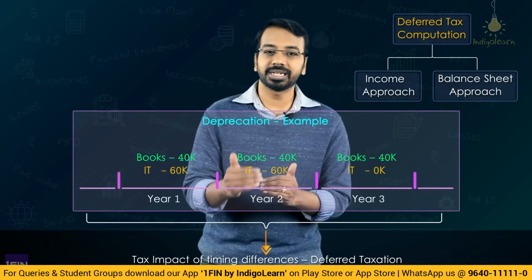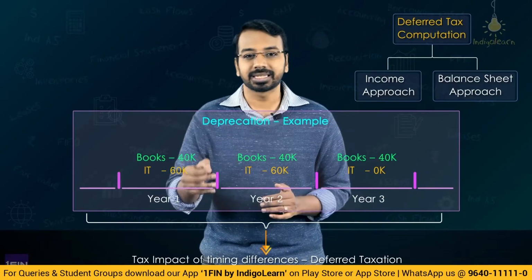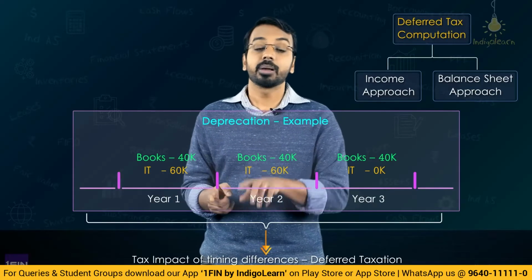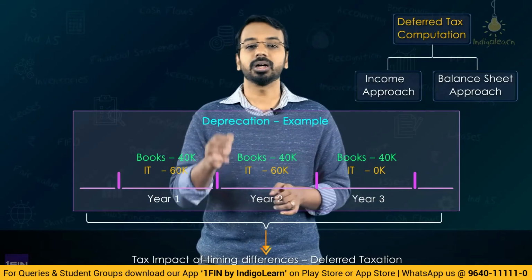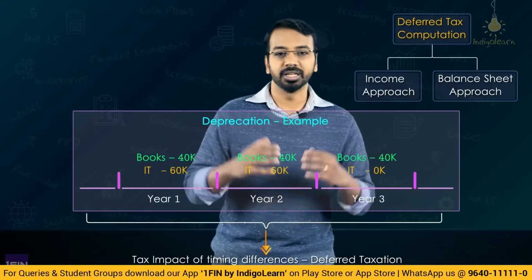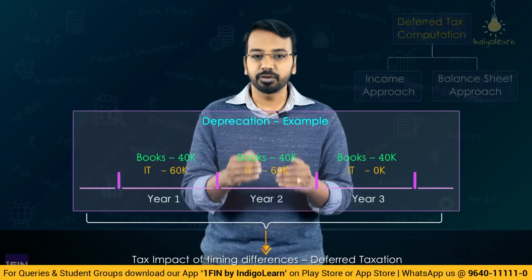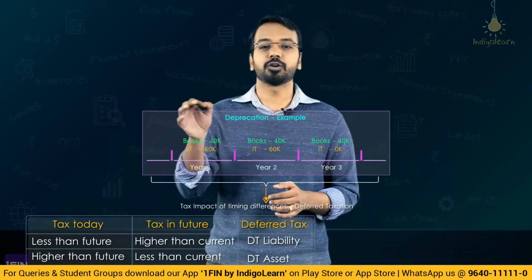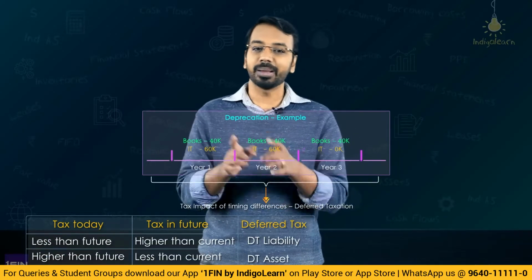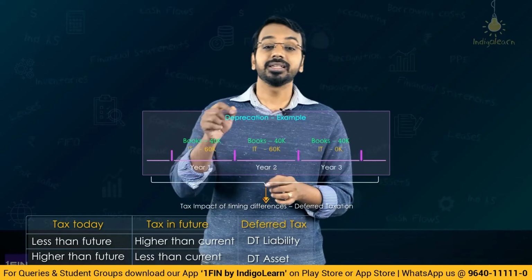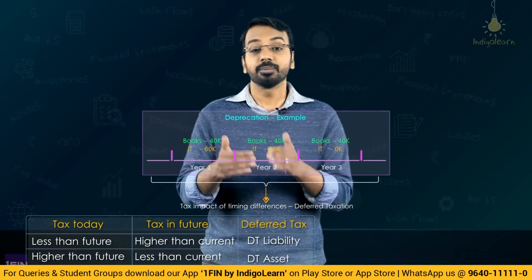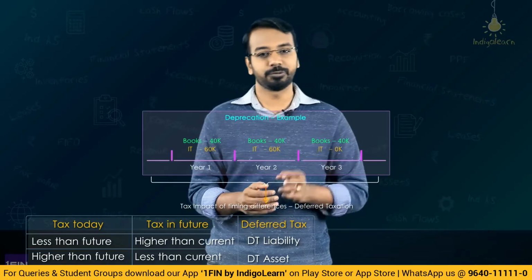Now, the difference in taxation, that is paying less in the current period but paying higher in the subsequent period, creates something called a deferred tax liability. So the underlying logic is, if you are paying less tax today in the form of current tax and you have a liability to pay a higher tax in the future, then there is a deferred tax liability. Why? Because there is a liability coming up in the future.